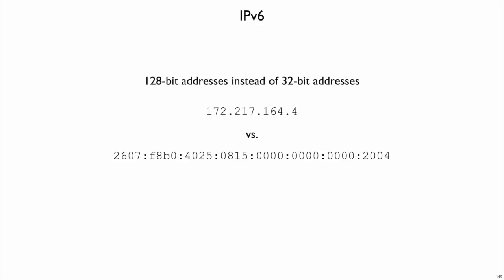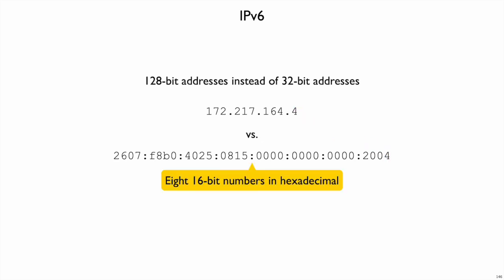A much simpler and cleaner solution to the limitations of 32-bit addresses is to use much larger addresses. IPv6 uses 128-bit addresses instead of 32-bit addresses. So instead of an IPv4 address that looks like this, 4 numbers that are written in decimal separated by dots, we have numbers like this, 8 numbers that are written in hexadecimal separated by colons. Each of the parts between the colons is a 16-bit number, and we have 8 of those, so that's 128 bits.